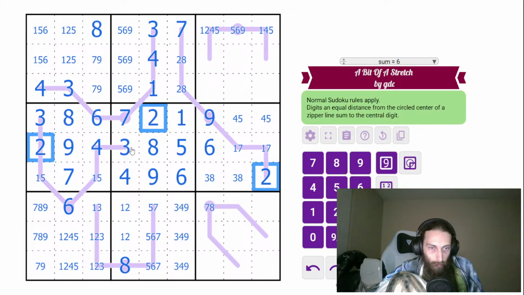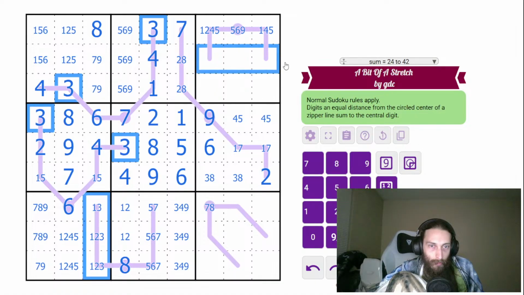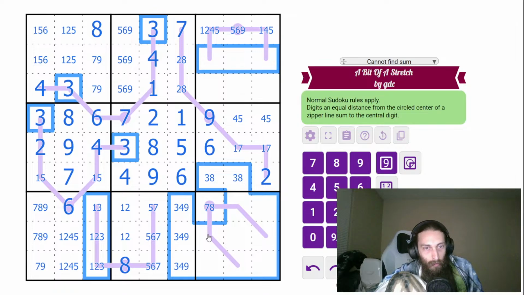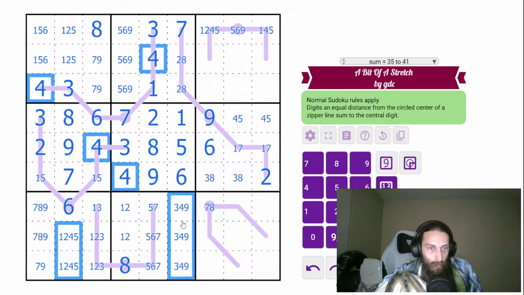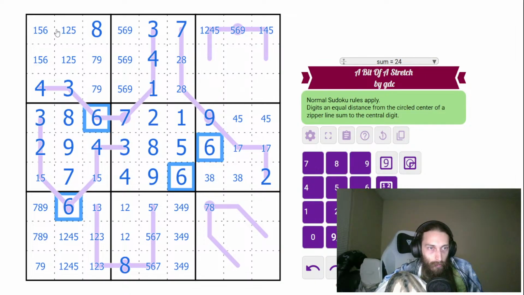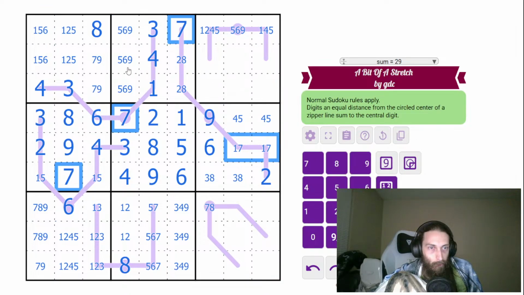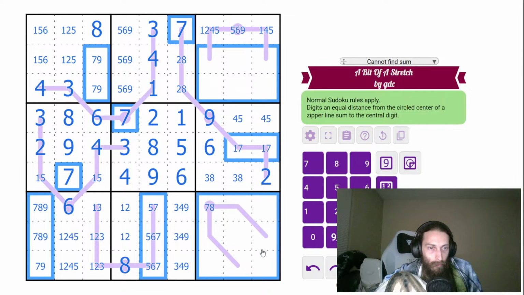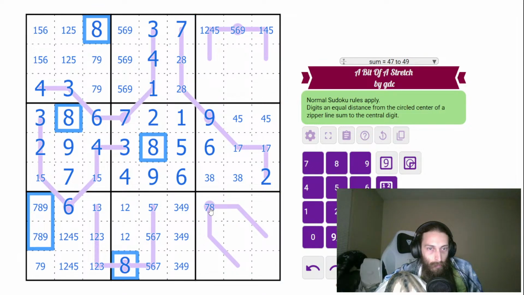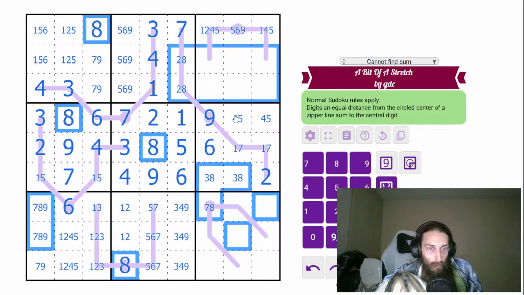Ones are pretty empty. Twos, threes. They have full fours. Five, six. Sevens. Eights. Nines.